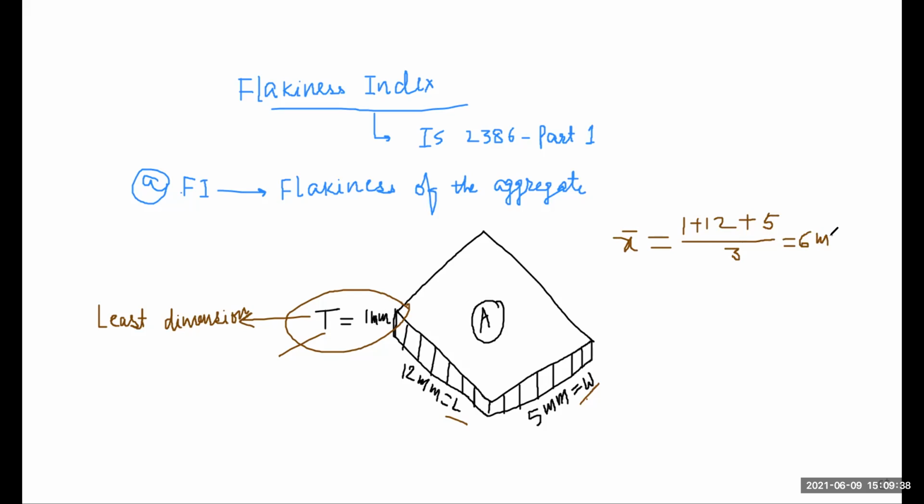My definition says flaky particles or flaky aggregates are those aggregates whose least dimension is smaller than 0.6 times its mean dimension. So this is my mean dimension, because x bar is our mean dimension. So mean dimension is equal to 6 mm. This is my mean dimension.